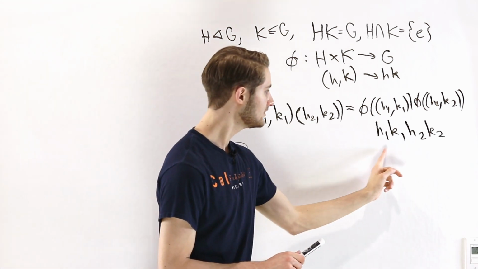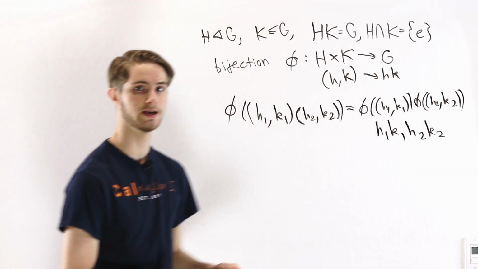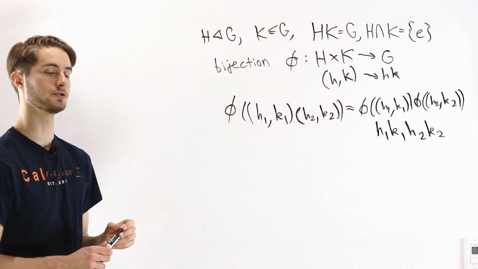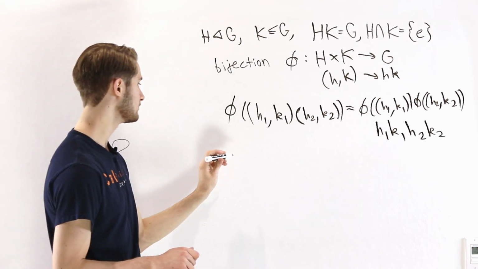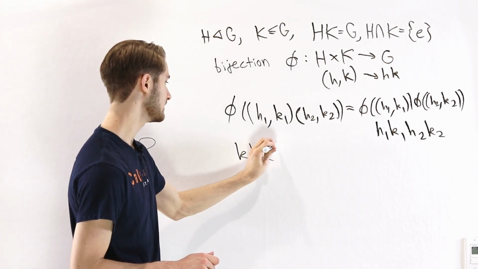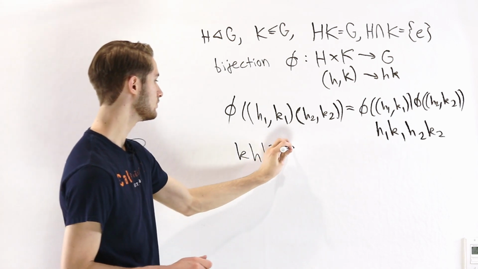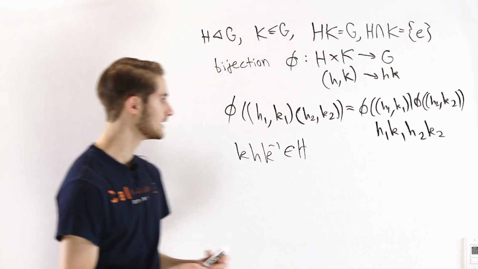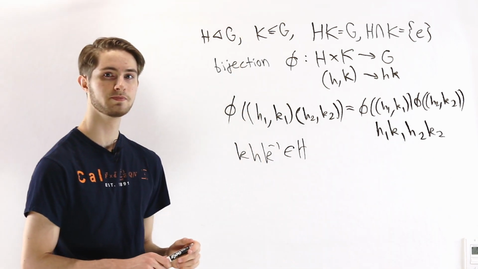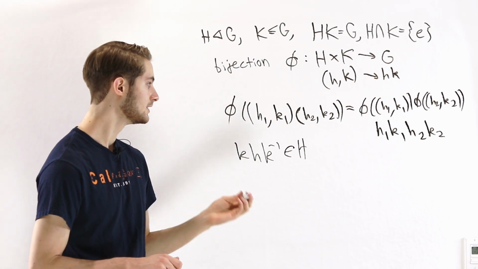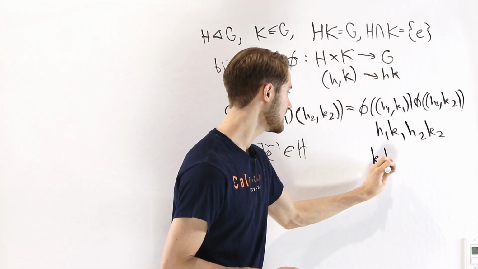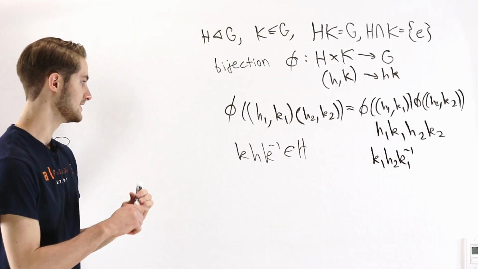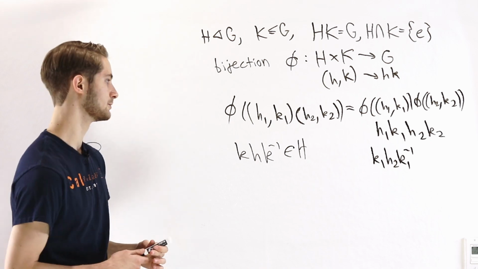But let's see, is there a way for us to write this as H times K? Well, that's the reason that we defined H to be a normal subgroup of G. What that means is that if we write K, H, K inverse, because H is normal, this has to be in the first subgroup H. So notice right here, we have K1, H2, and we don't know exactly what that means. But we do know K1, H2, K1 inverse. This is always going to be in the subgroup H because it's normal.